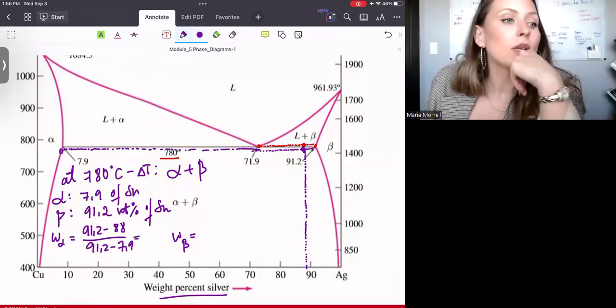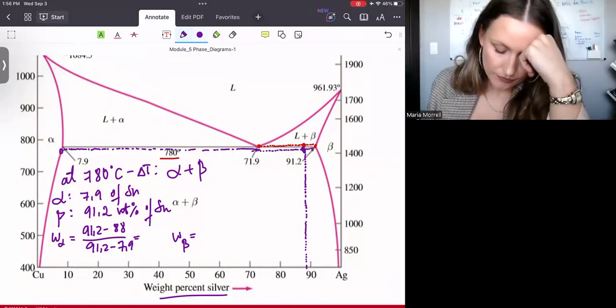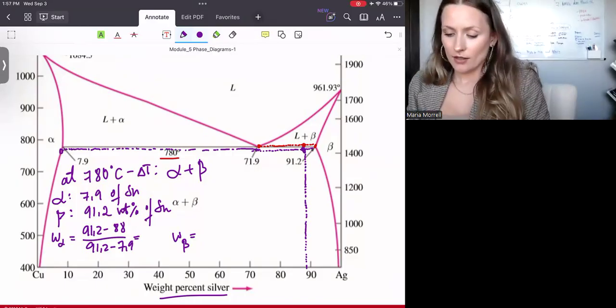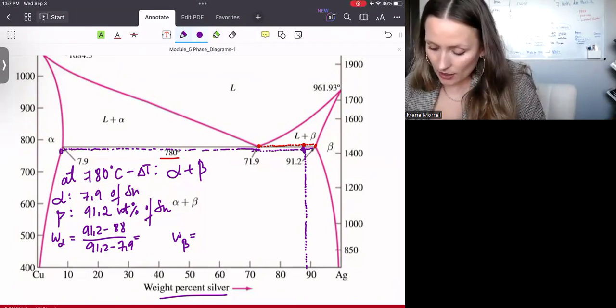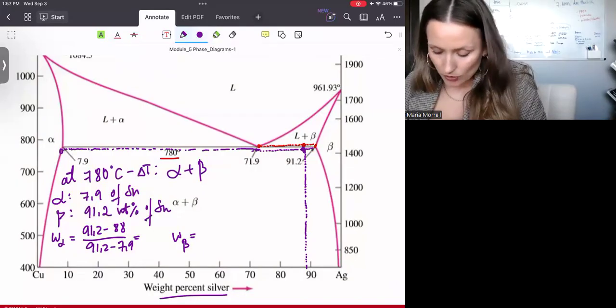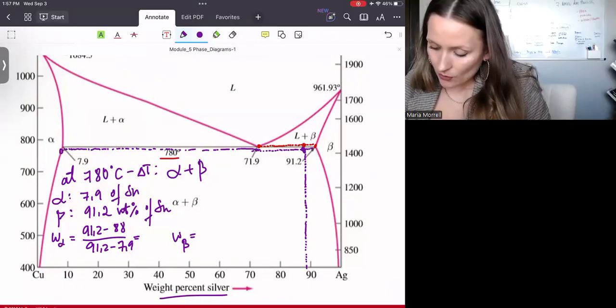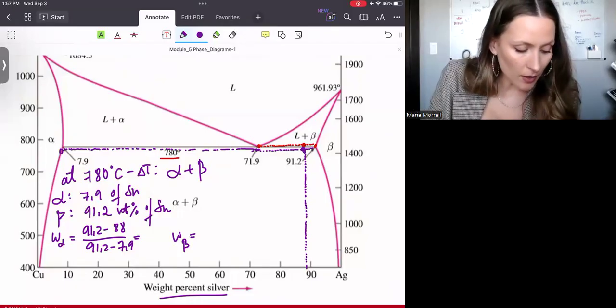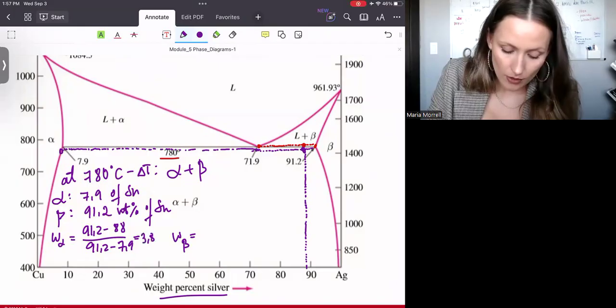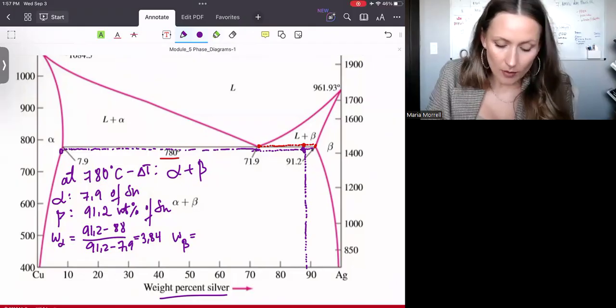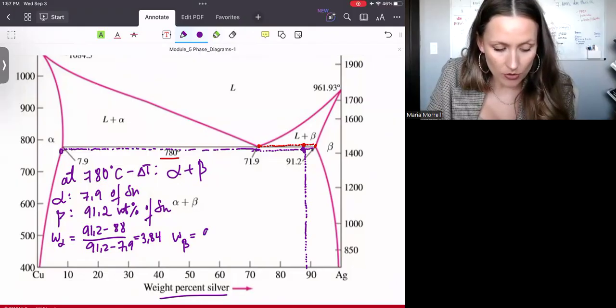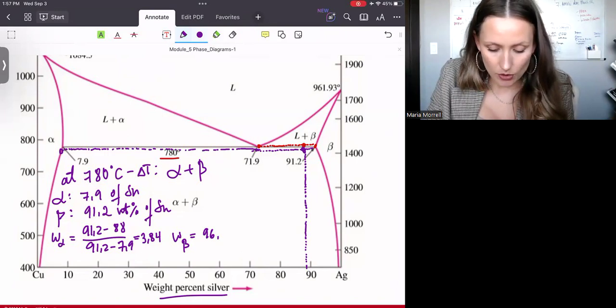And this will give me the answer of 91.2 minus 88 divided by 91.2 minus 7.9. So the answer that I got here is going to be 3.84. 3.84, right? This is going to be the fraction. And right away, I'm going to apply the shortcut, and the shortcut shows me that I'm supposed to end up here with 96.2.